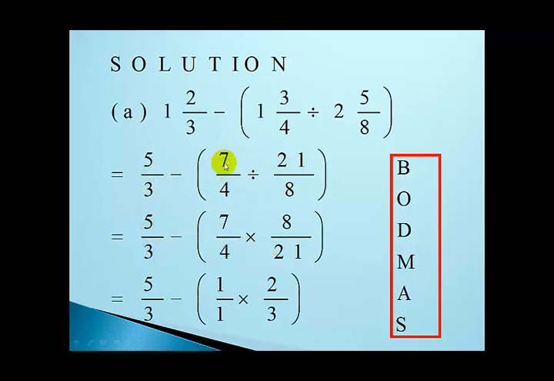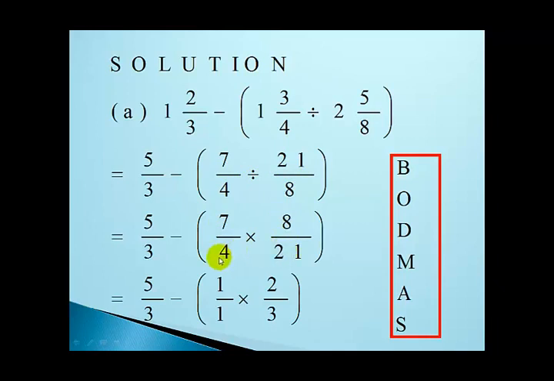7 over 4, the fraction before the division sign remains the same. But the fraction after the division sign is going to change, because the division sign is to be changed to multiplication. So the 8 goes up and the 21 comes down. That is, the denominator becomes the numerator and the numerator becomes the denominator. So instead of 21 over 8, we have 8 over 21. So 7 over 4 divided by 21 over 8 is now equal to 7 over 4 times 8 over 21.